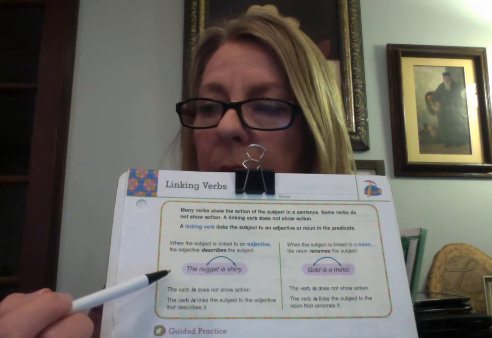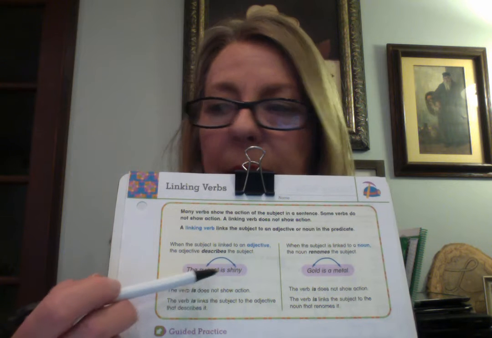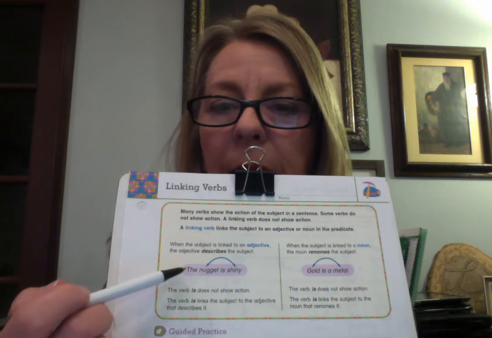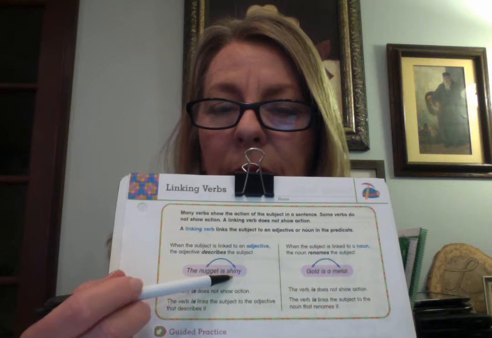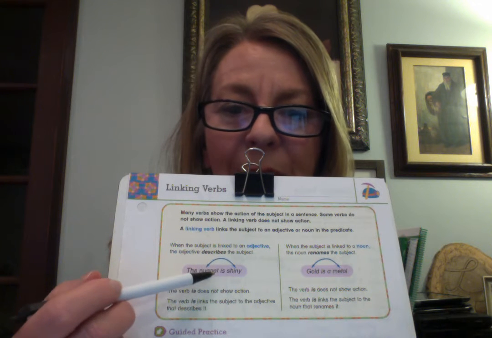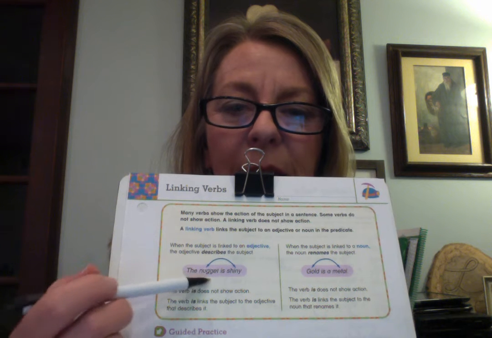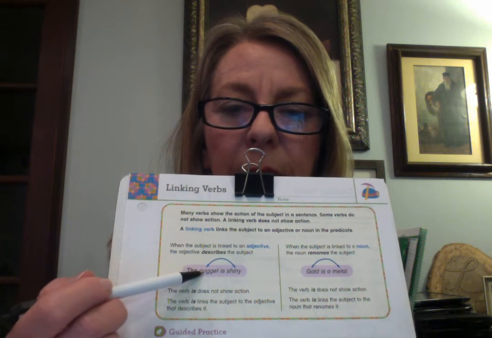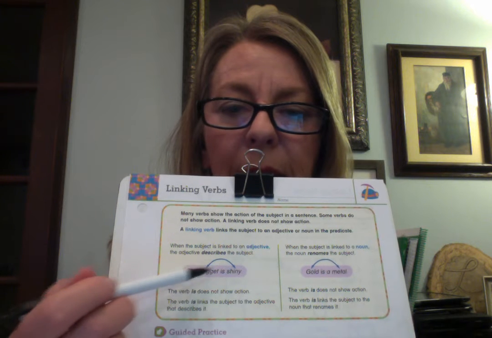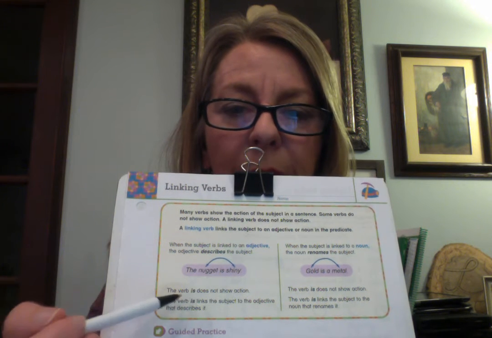Okay, so here it says the nugget is shiny. So here, this is linking nugget with an adjective. Remember, adjectives describe nouns, okay? So the nugget is shiny. Here is our linking verb right here, and this is what it's connecting, nugget and shiny. It's showing us nugget equals shiny.